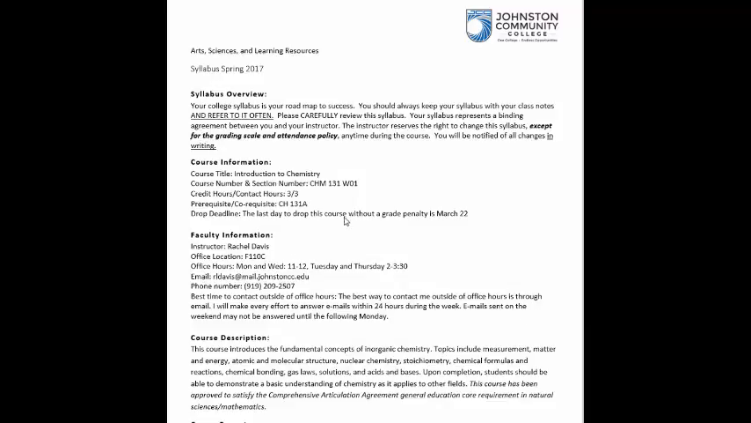So this is Chem 131. You're in section W01. It is 3 credit hours and 3 contact hours. It has a co-requisite of taking Chem 131A, which is the laboratory component to this class, which is 1 credit hour and 3 contact hours. The two classes are linked, which means that you cannot take one without the other, and you will receive 1 grade for both classes. I combine the grade from Chem 131 with 131A, and that is where your grade for both classes comes from. Deadline to drop this class without a grade penalty is March 22nd.